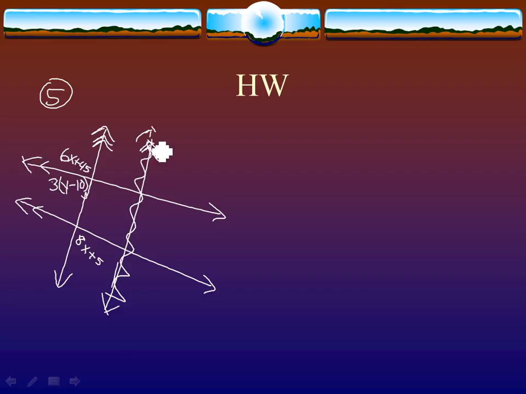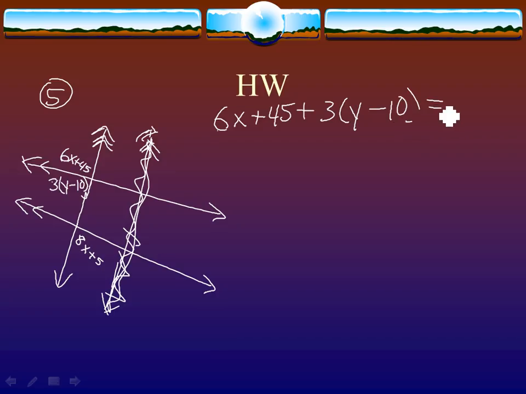Remember, we said when we were dealing with these parallel lines and the transversal, how many lines you want in the picture? 3. 2 parallel and the 1 transversal, right? So you don't even want that other line in there, so that you can tell the special pairs of angles. We already know that these two add up to 180, so 6x plus 45 plus 3 times y minus 10 equals 180. What's wrong with that? It's got 2 variables in it. Can you solve that? No. All right, it's got too many variables in it.